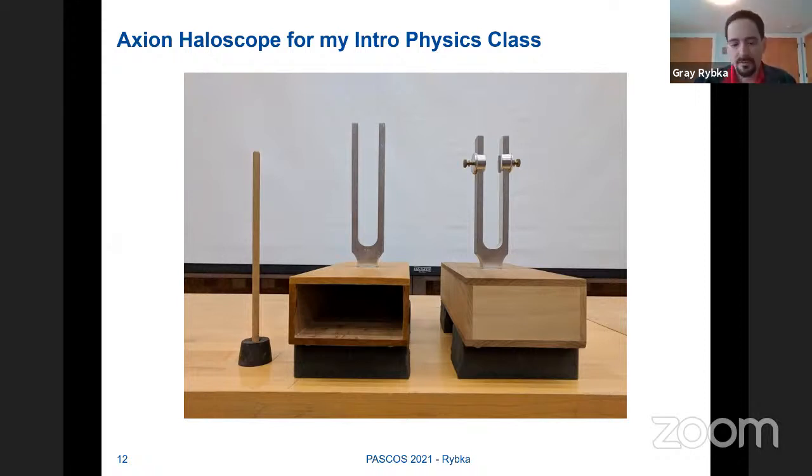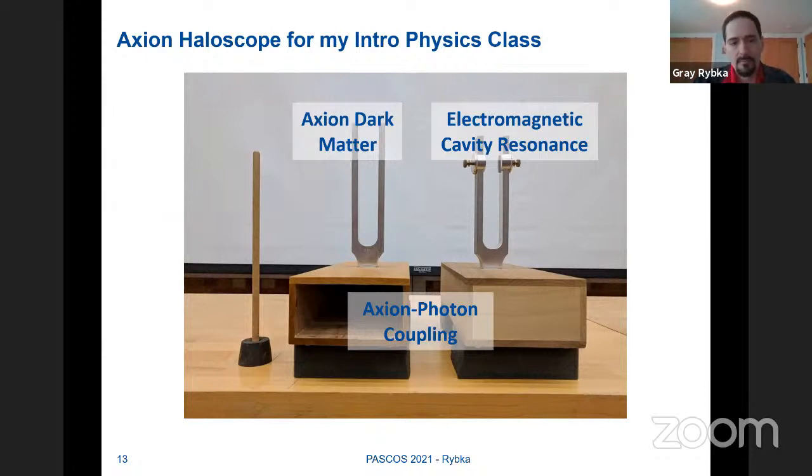And the equations of motion of an axion experiment are exactly the same. And I can say that the first tuning fork, the one where the energy comes from, is the axion dark matter field. The axion photon coupling is that weak coupling through the air, and the electromagnetic cavity resonance is where you are picking that energy up. So you just transfer that energy over in a very efficient way.